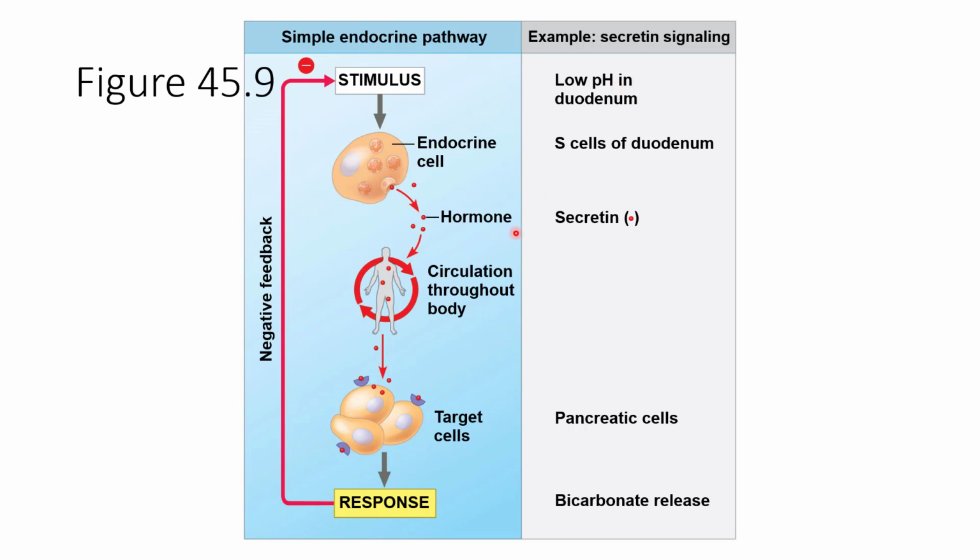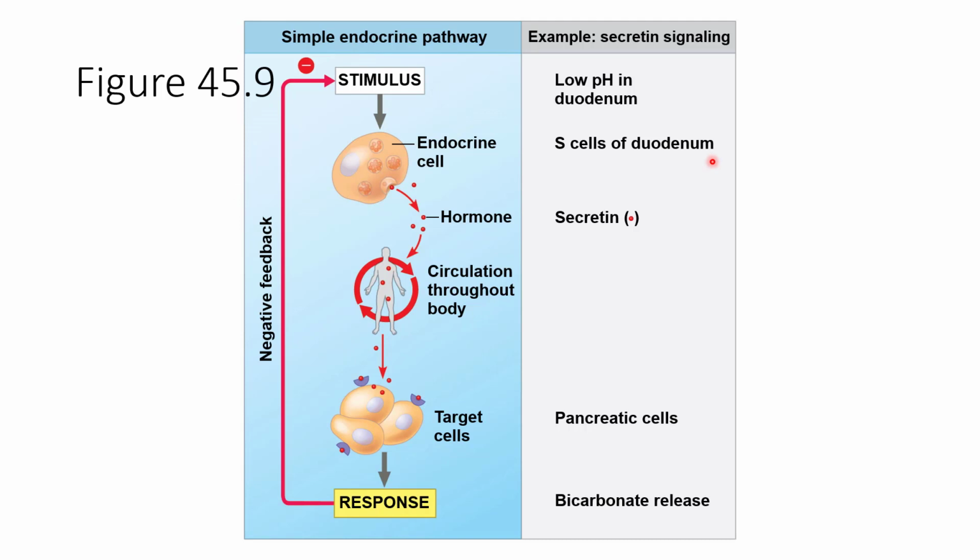So a hormone is released, secretin, which goes throughout the body, but it primarily docks to pancreatic cells, causing the pancreas to release bicarbonate, which then is a negative feedback in that the bicarbonate is going to raise the pH in the duodenum, neutralizing that acid, and that will in turn cause this hormone to stop being secreted. So this is called a simple pathway because hormones are released, leading to a response, and then that's where the negative feedback comes in.